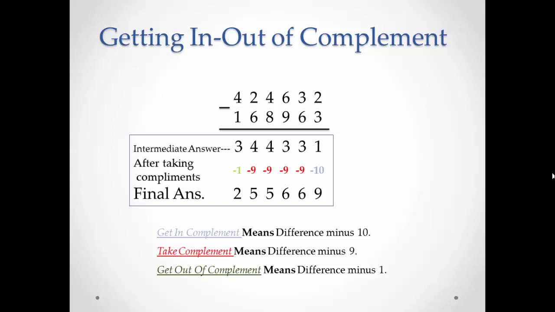So the first digit is 10 minus 1, which is 9. Next, 9 minus 3 is 6, 9 minus 3 is 6, 9 minus 4 is 5, 9 minus 4 is 5, and 3 minus 1, where we get out of the complement, is 2. So to get into the complement means difference subtracted from 10, to stay in the complement means difference subtracted from 9, and to get out of the complement means we take the difference minus 1.